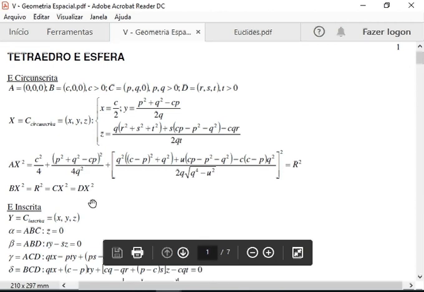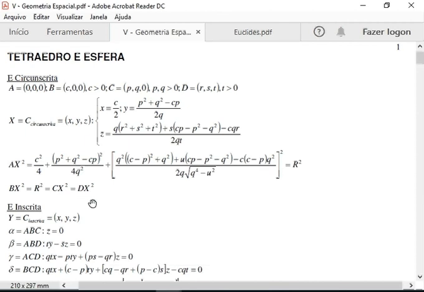X is equidistant from 4 points: the distance from A to X is equal to the distance from B to X, the distance from X to C, the distance from X to D.